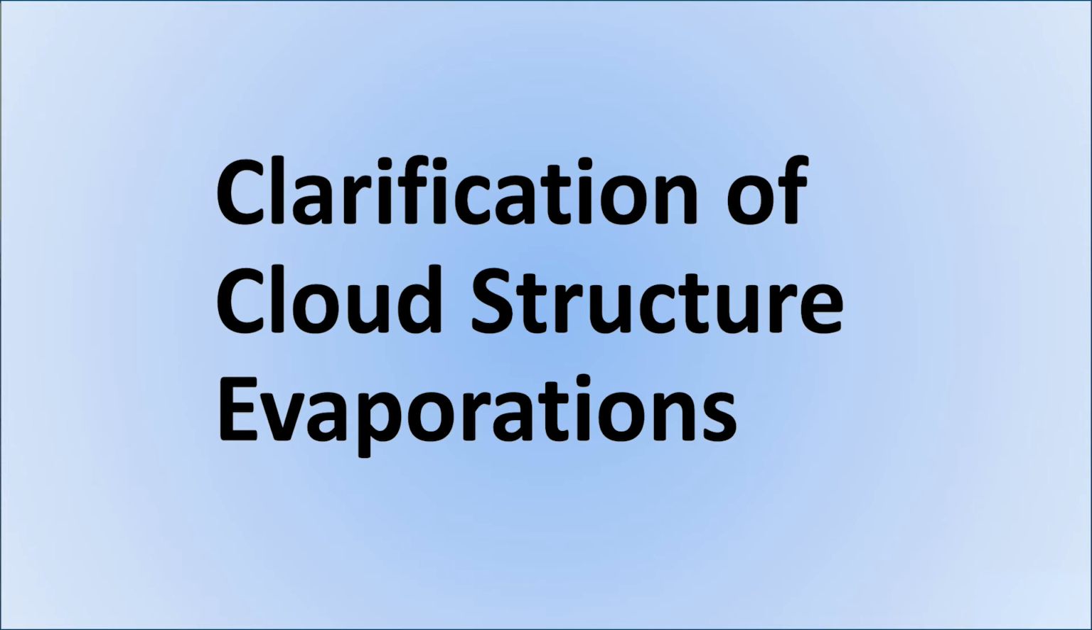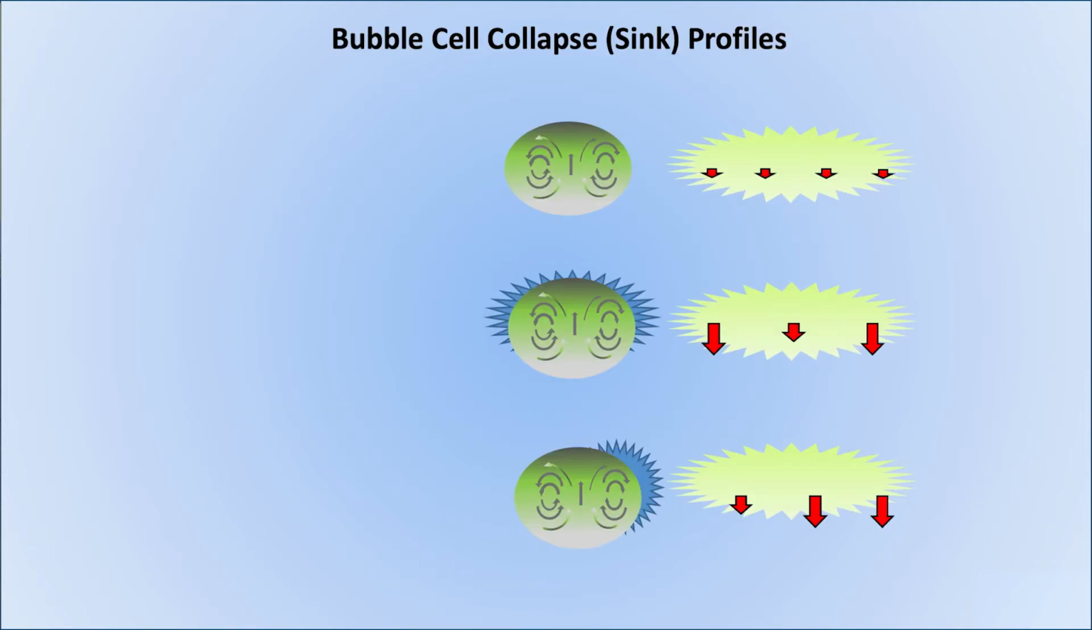Clarification of cloud structure evaporations then. Bubble cell collapse sink profiles. So the cell goes up, and the top one, this is a blue day, it merely goes up, hits the inversion, and stops going up and cascades outwards. The early cells would just generate a general amount of weak sink as the cloud evaporates, if it makes a little cloud like the earlier pictures you've just seen.